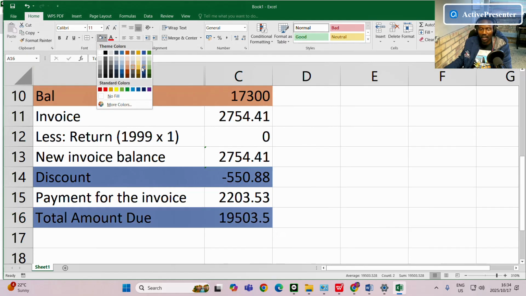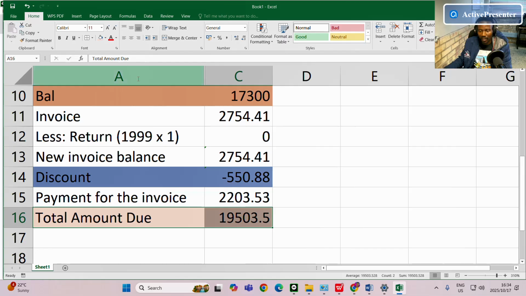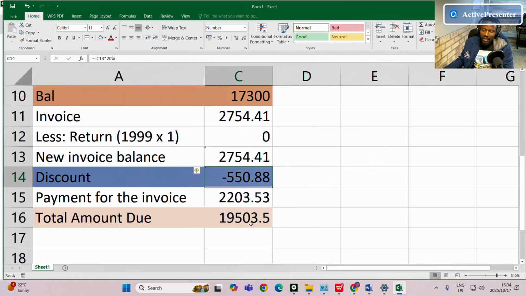Golden color, I need a better one. Okay, it's fine. So this is the discount, this is the payment. So what I did was actually avoid this, then work with the invoice.